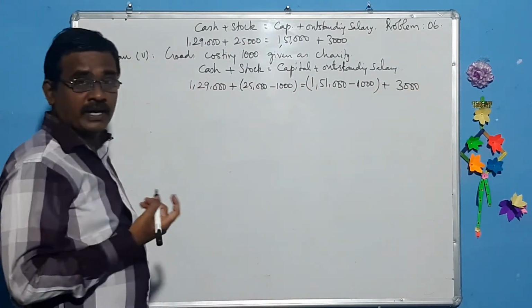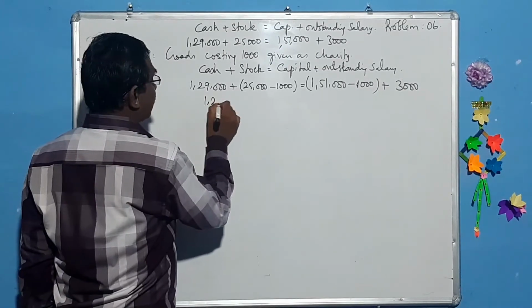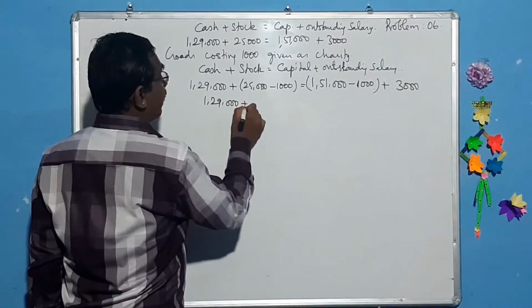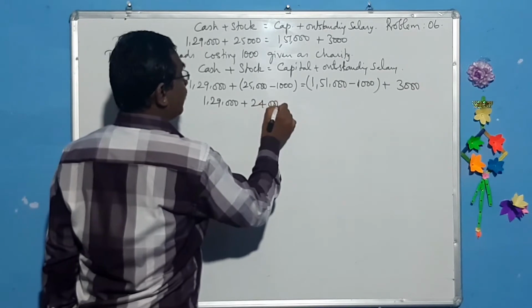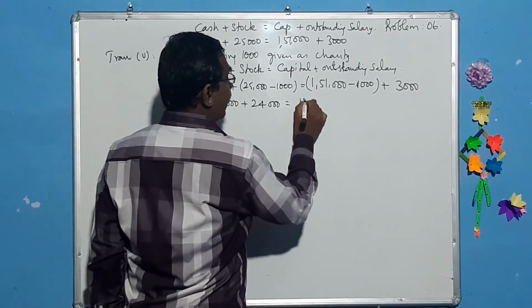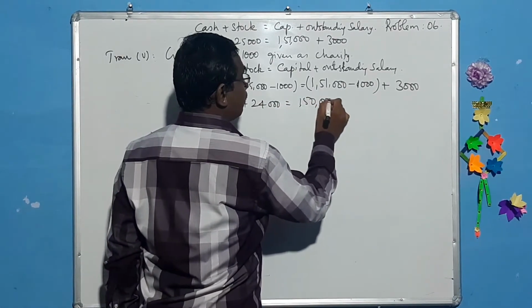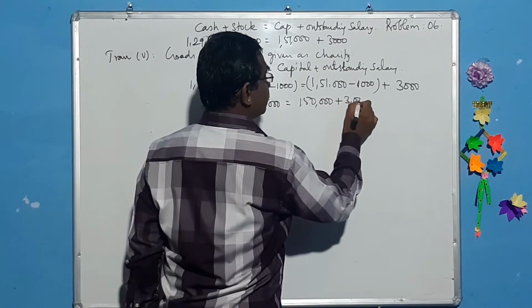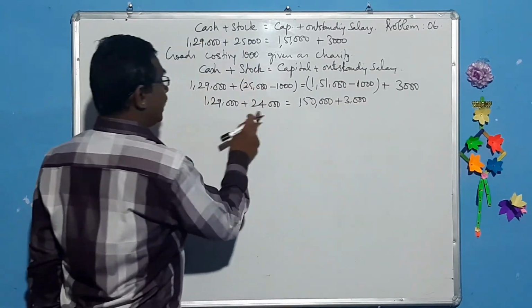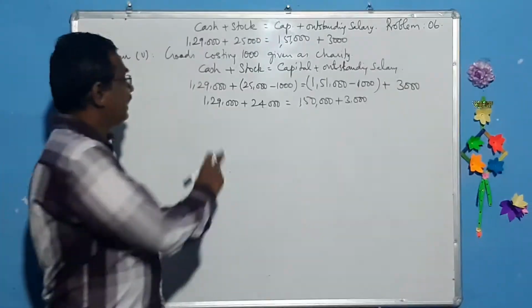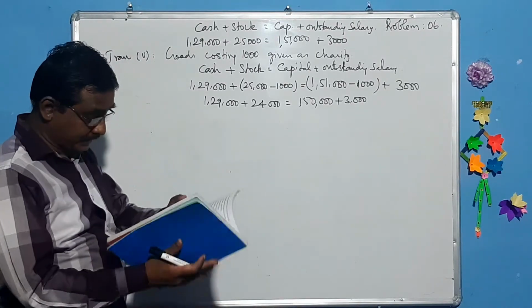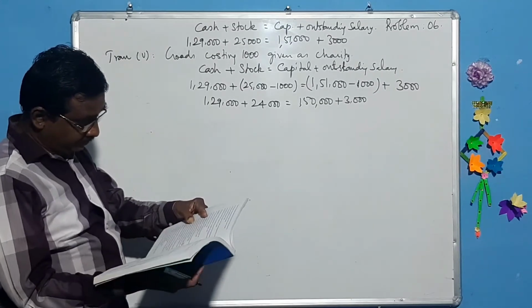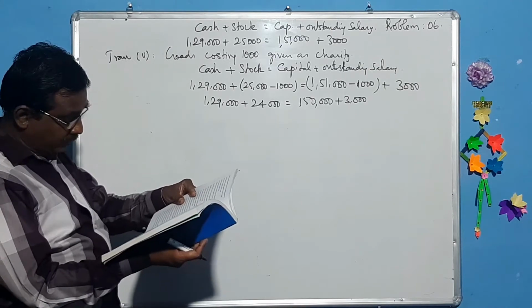Now let us go for writing the amount. 1,29,000 plus 24,000 is equal to 1,50,000 plus 3,000. 153. Yeah, 153. We get the correct answer. Now let us go to the next transaction. What is given? Insurance premium paid 3,000.